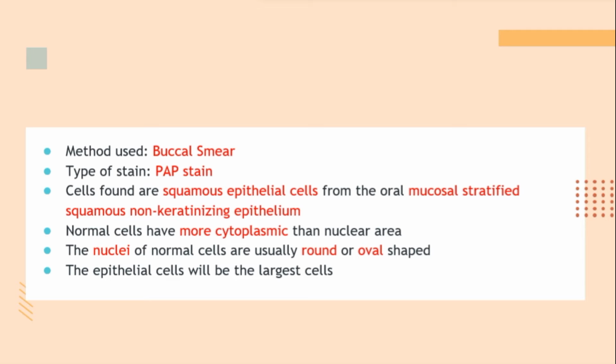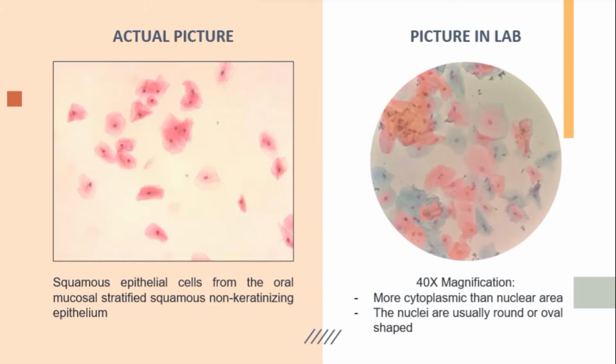The normal cell has more cytoplasmic than nuclear area. The nuclei of normal cells are usually round or oval shaped. Also, the epithelial cells will be the largest cells in this smear. This is the comparison between the actual picture and the picture taken in the lab. The observation is considered a success because the buccal cells taken in the lab have similar cytology as the actual picture of buccal cells.